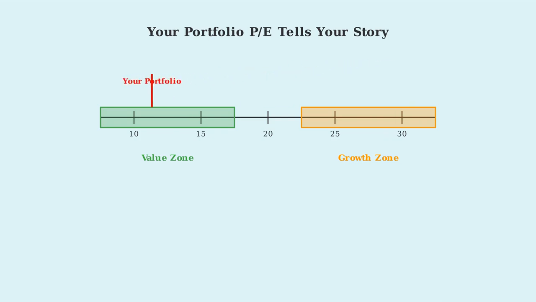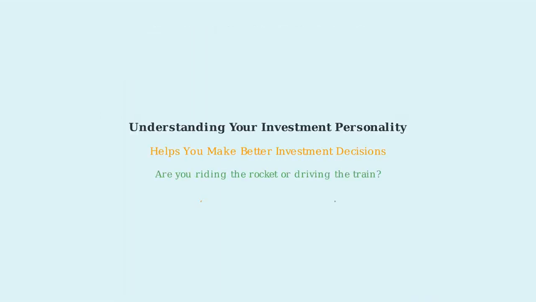Now imagine your portfolio PE is 12. Moving our pointer here shows you're a value hunter. You prefer the steady train approach, seeking undervalued companies with solid current earnings at reasonable prices. Understanding your portfolio's personality through its PE ratio helps you make more informed investment decisions. Whether you're riding the growth rocket or driving the value train, knowing your style helps you stay consistent with your investment goals and risk tolerance.